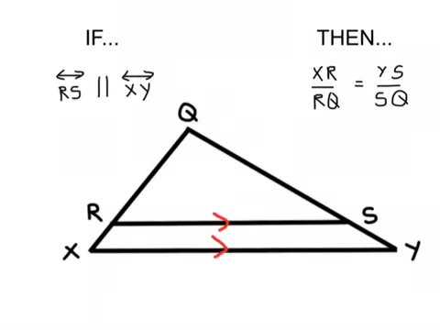Here's just a little example of the side splitter theorem for you guys out there that need a visual. So this is just saying that if RS is parallel to XY, then XR over RQ is equal to YS over SQ.